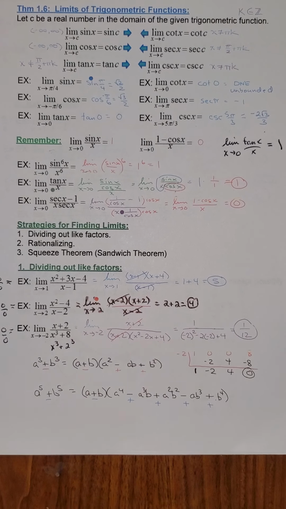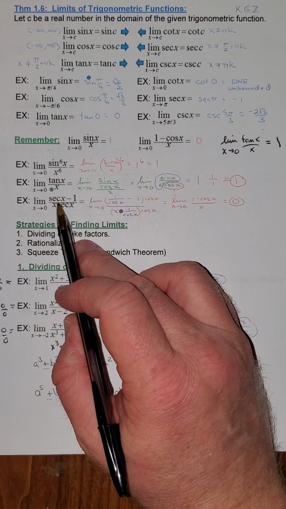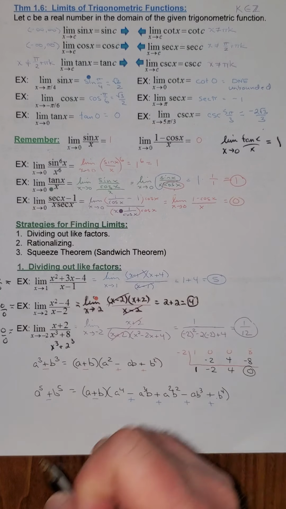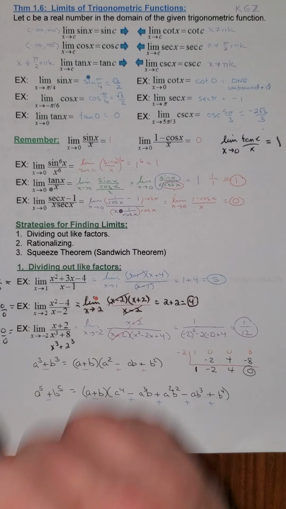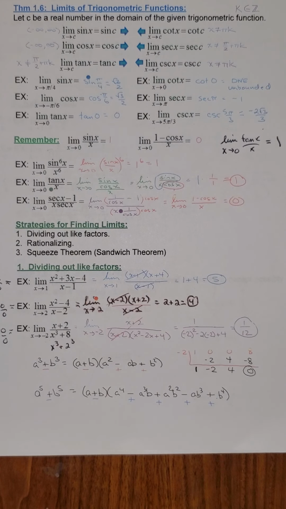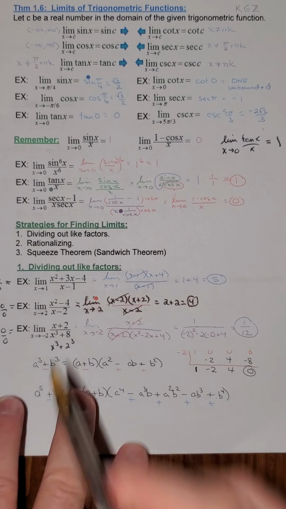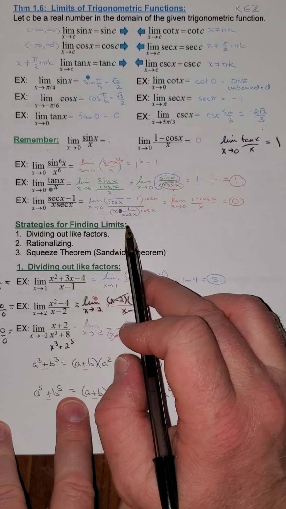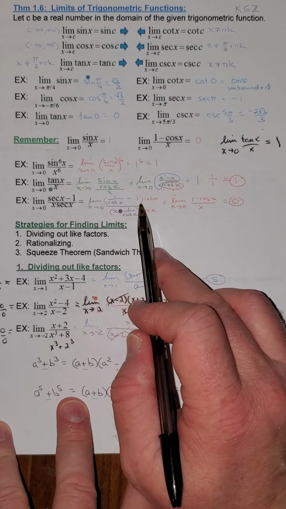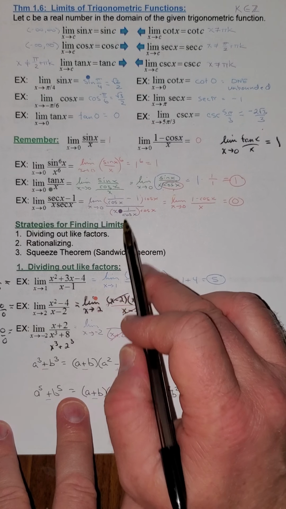This secant problem has bothered people. If you plug in 0, secant of 0 is 1, 1 minus 1 is 0. And on the bottom, 0 times anything is 0. So this is a 0 over 0 problem. It does not mean that this doesn't exist. Remember, secant is 1 over cosine. So I rewrote this in purple here, and I hope you guys can read it. It's 1 over cosine minus 1, and the bottom is x times 1 over cosine.